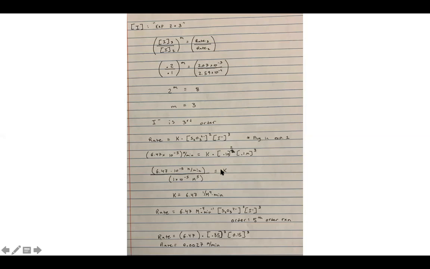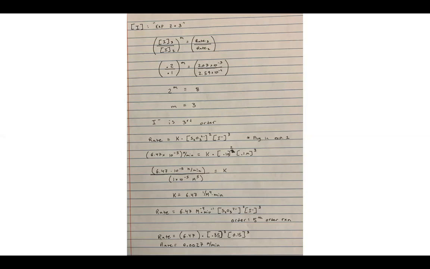And so when I solve for k, I eventually find that k equals 6.47, and the units of that are 1 over molar to the 4th times minutes. You could also write the units as molar to the -4th times minutes to the -1st. And so my absolute complete rate law, I write directly below that. My complete rate law is rate equals 6.47 molar to the -4th times minutes to the -1st times the concentration of S2O3 squared times the concentration of iodine cubed.